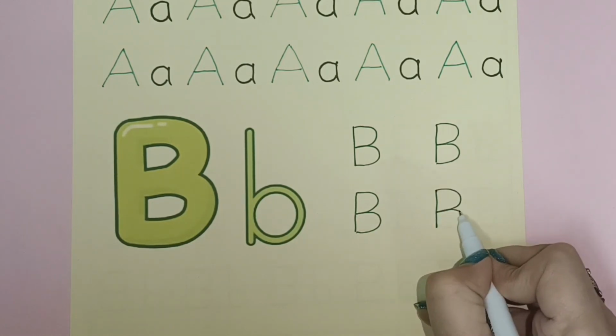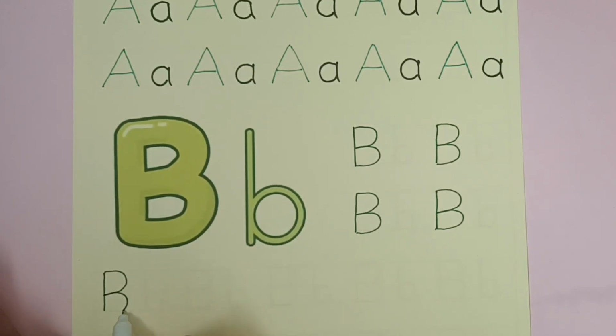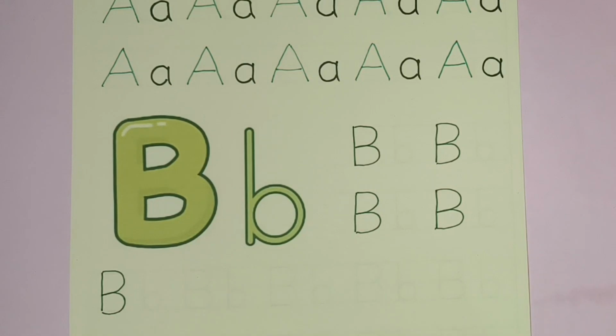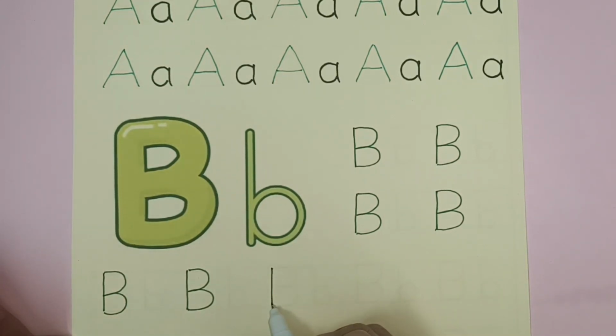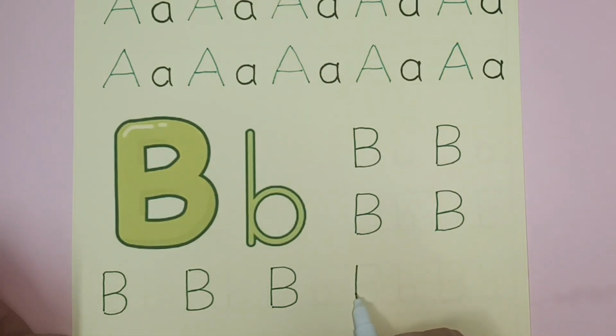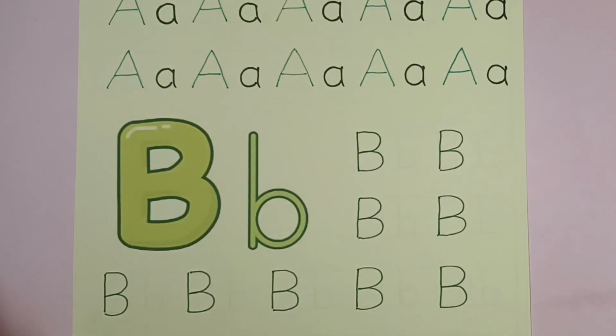1 line and 2 semicircle. 1 line, 2 semicircle. Again 1 line and 2 semicircle. Okay. So now what we'll be doing?